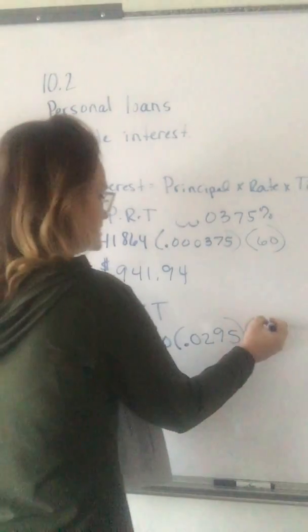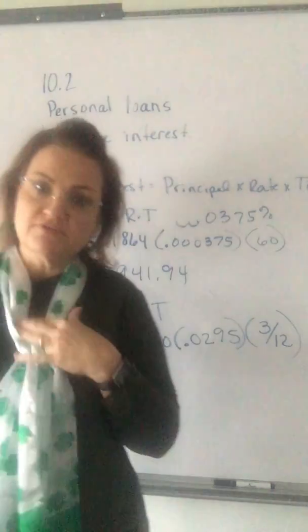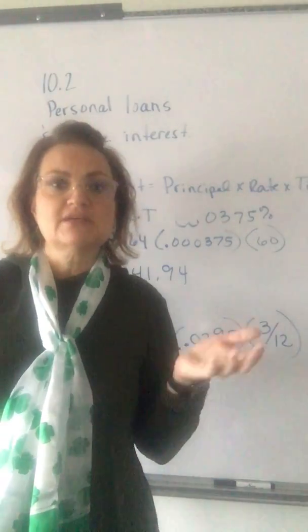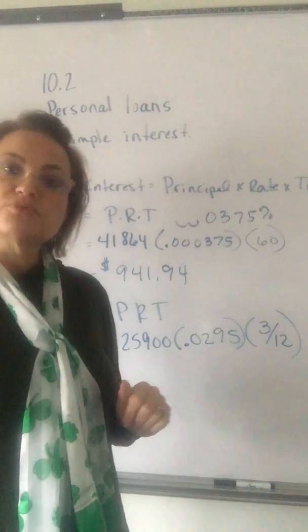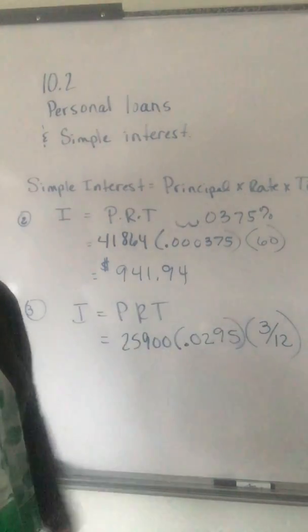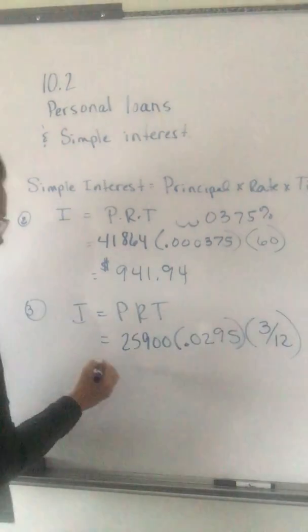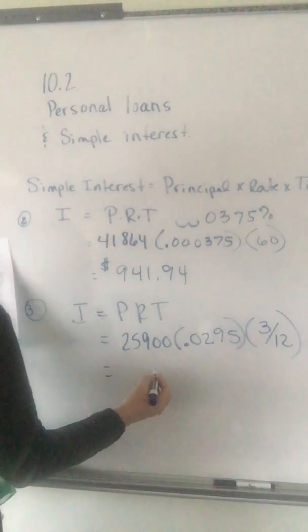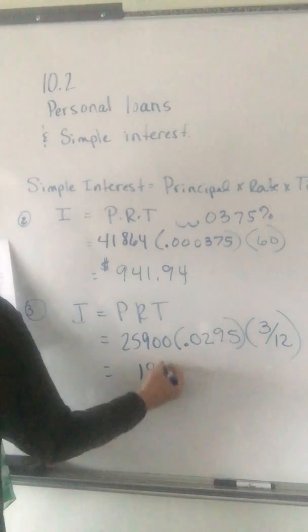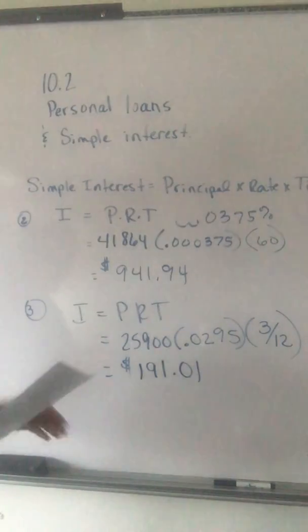So it says 3 months, so I need to divide that by 12 to say 3 months would be a fourth of a year, right? If you did 3 months on the calendar, you'd be a fourth of the way through the year. So 3/12 is how you change months into years. All right, so that's our calculation. So carefully type that in your calculator, and you should get $191.01 to the nearest penny there.